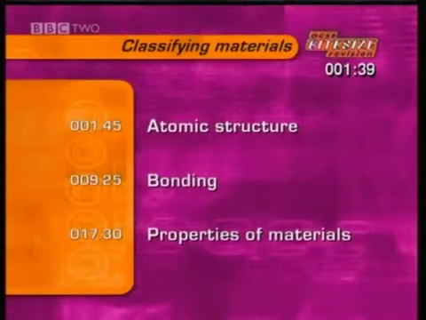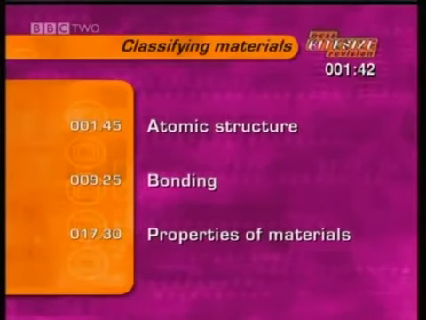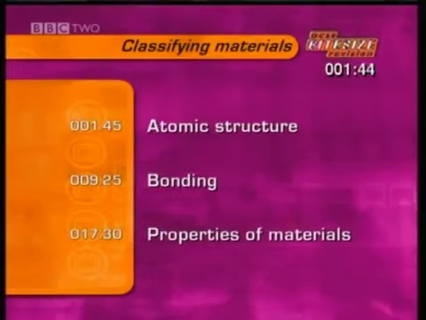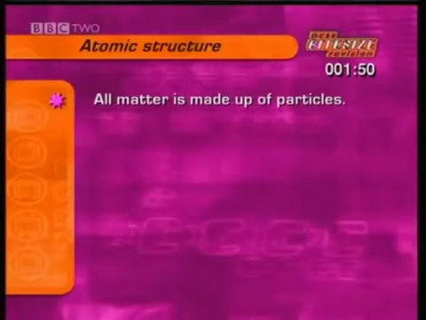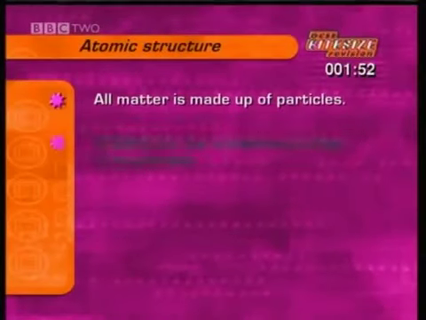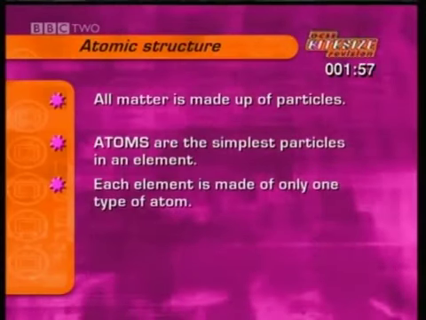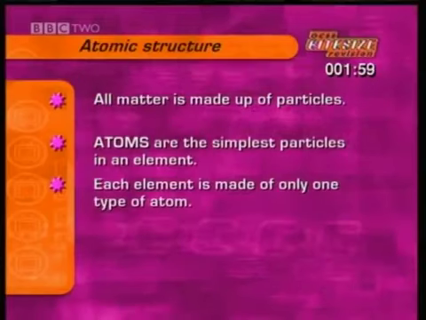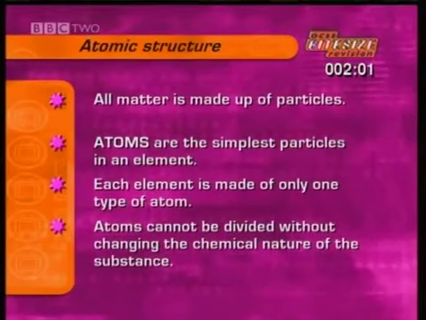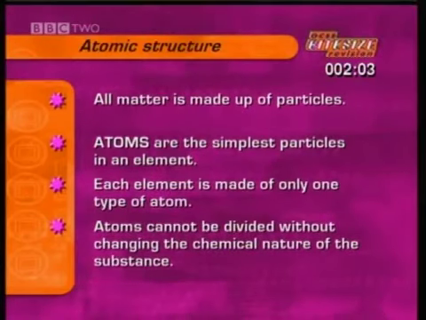This section about classifying materials is divided into atomic structure, bonding, and properties of materials. First, atomic structure. All matter is made up of particles. Atoms are the simplest particles in an element. Each element is made up of only one type of atom. Atoms cannot be divided without changing the chemical nature of the substance.